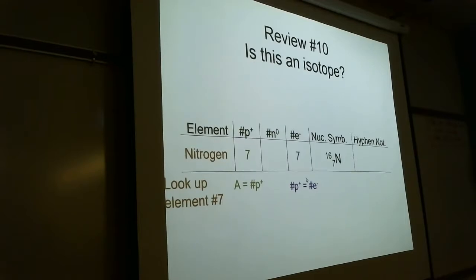How do I get neutrons? Subtract what? Right, 16 minus 7. So that's 9 neutrons. And then hyphen notation would be nitrogen dash 16. All right, name and then the mass number. So question, is this an isotope? How do you know? You look at the what? Mass number or the atomic number? Mass number. And you compare it to the periodic table, right? Periodic table has a mass number of 14. This has a mass number of 16. So is this an isotope? Yes, it is.